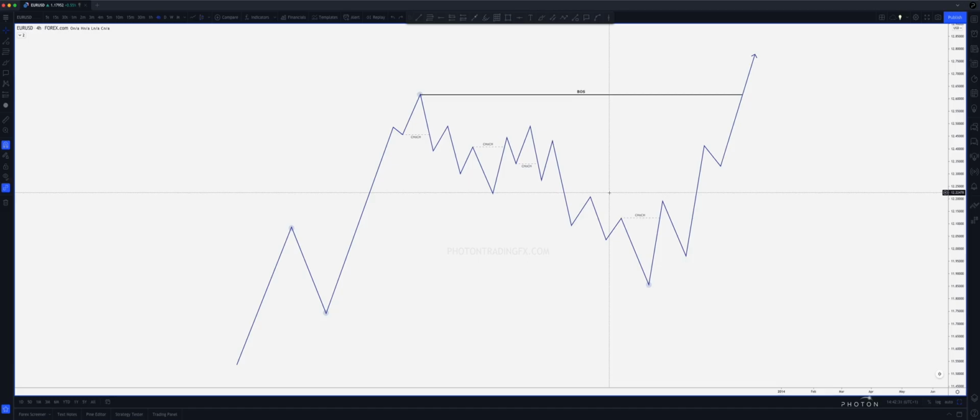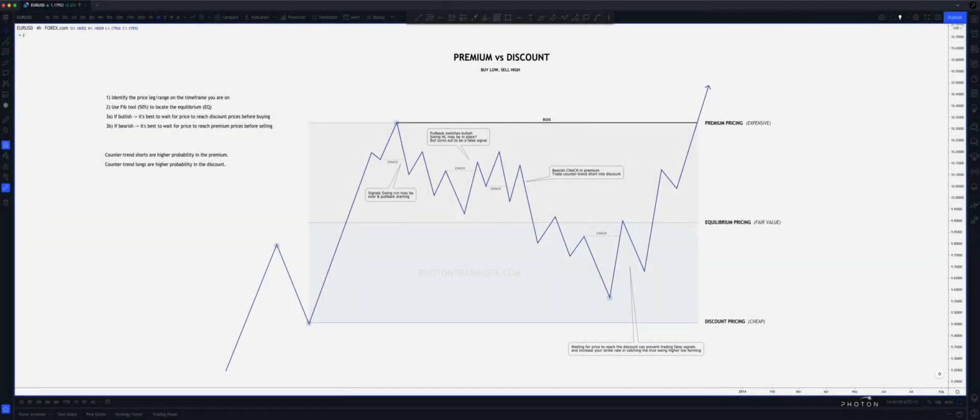But in this one video alone, we're literally just going to look at how we can introduce the idea of premium discount with everything that you have learned about market structure up until now. So the idea behind premium and discount is essentially buy low, sell high, which is probably a trading adage that you've heard plenty of times.